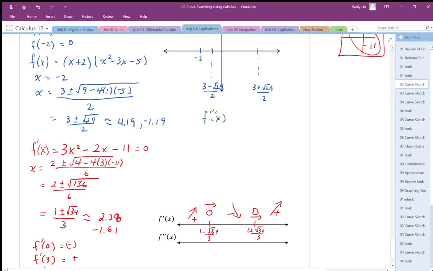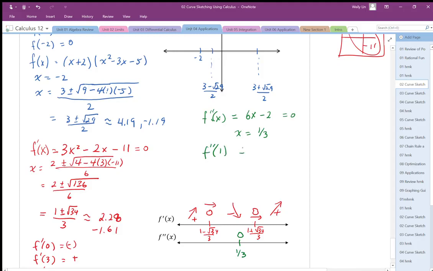So I want to find my second derivative. Okay, so in this case, if I differentiate that, I'm going to get 6x minus 2. Okay, so my second derivative equal to 0, that's going to be at x equals positive 1/3. Okay, so positive 1/3 is going to be somewhere, and let's put that right about there. Okay, there's my concavity equal to 0.